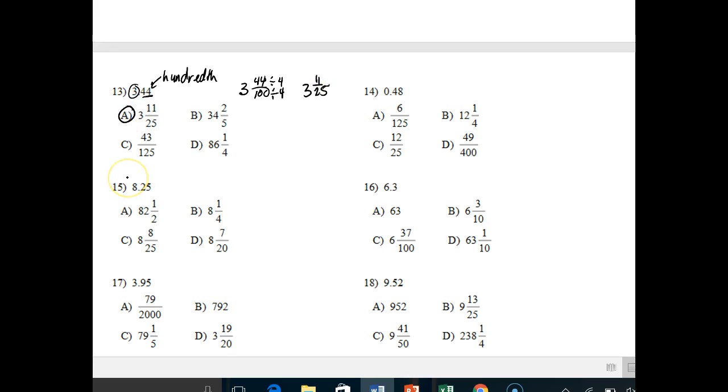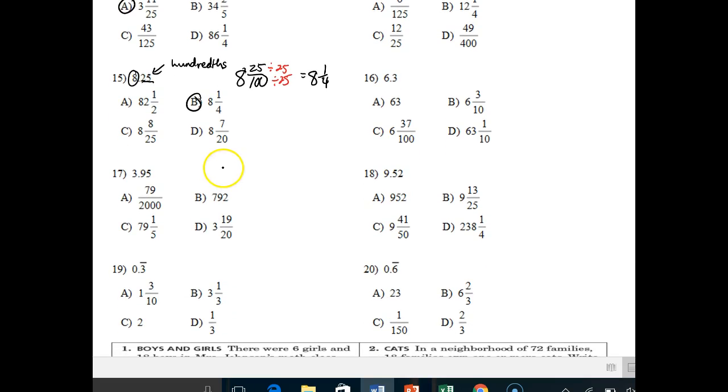Right? 8.25. So again, that's my whole number, 8, and the 0.25. I have to go ahead and find out what that is as a fraction. So that was in the hundredths place. So it's 8 and 25 over 100. But hopefully you realize, hey, I can divide both of these not just by 5, but by 25. Because 25 over 100, that's 1/4. So we get 8 and 1/4. Okay, the next one we have is 3.95.